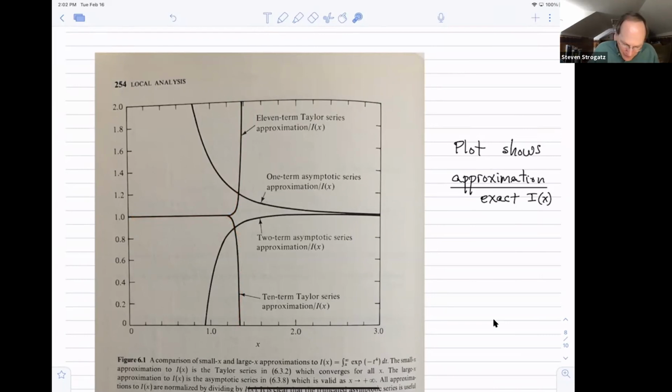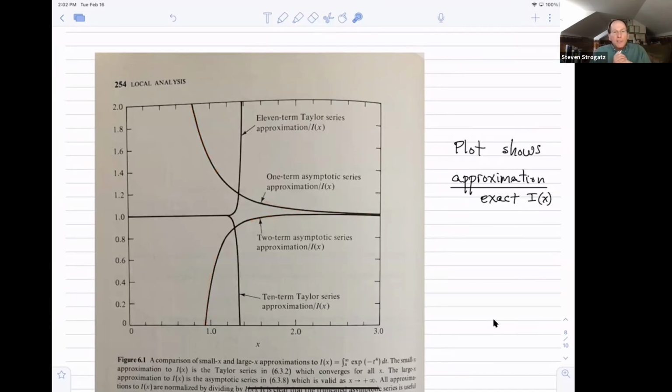Compare that to what you see if you only take 1 term in the asymptotic series divided by I of x. Here, you're getting pretty close to 1 once you're greater than about 2, but you've only taken 1 term. And it's even doing pretty well here with 2 terms. This one is 2 terms. You can see this is doing decently even with just 2 terms. On the other hand, for small x, it's not doing great.